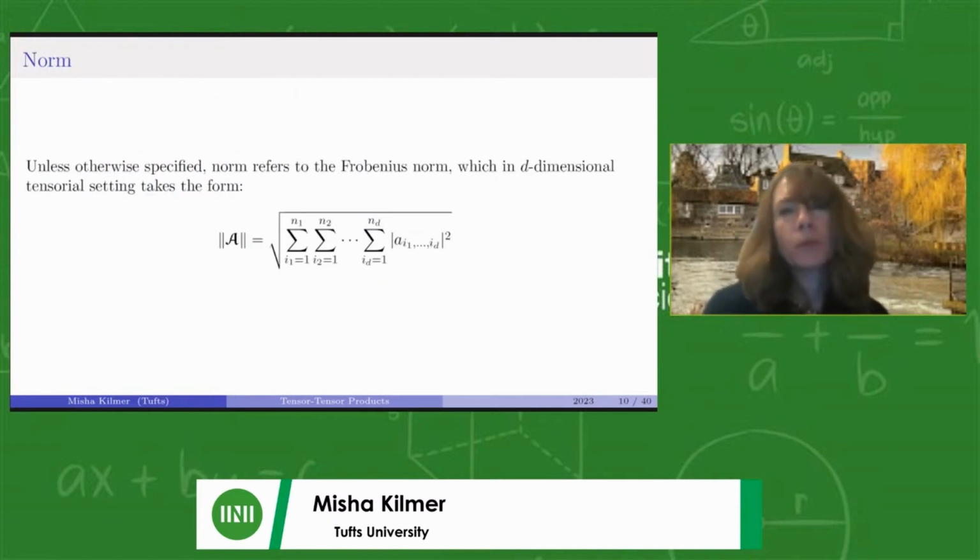Throughout the talk, when I'm applying norms to these high order tensors, then I really just mean a generalization of the Frobenius norm. So it would be the square root of the sum of the squares of the magnitudes of the entries.